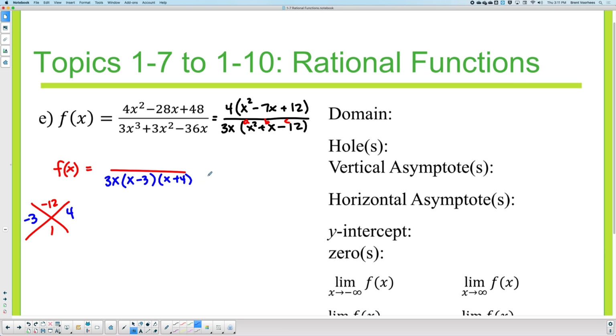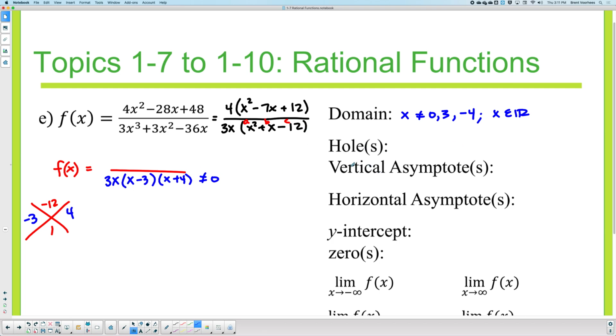And we can now state, by saying that we cannot divide by 0, that 3x cannot equal 0. So when you divide that by 3, we'll get that x cannot be 0. That's there. X cannot be 0. We would get that x cannot be positive 3, and x cannot be negative 4. All three of those values are undefined. But x could be any other real number. The domain could be any other real number.